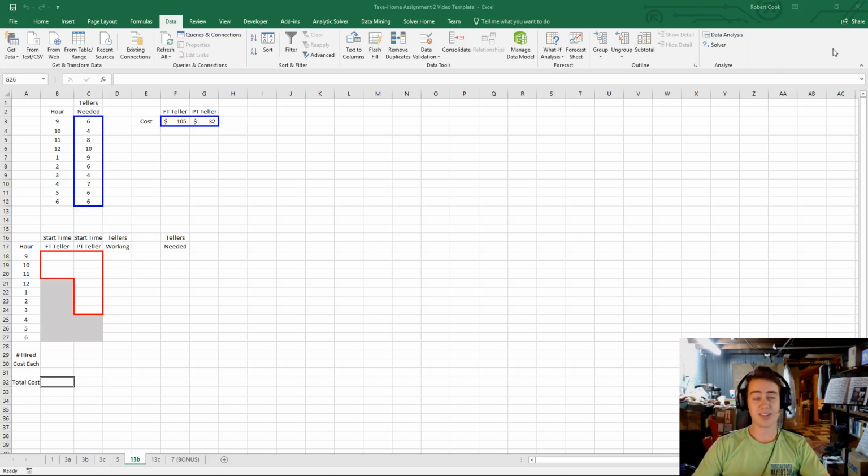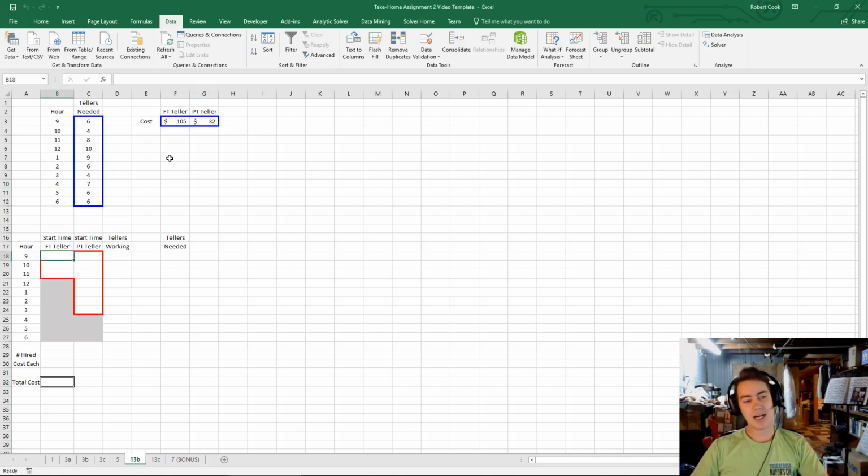Now we're going to work on the last and final problem, 13. Starting with 13b. Reminder, we are not worried about the mathematical model on this problem. It is just too long. It's too much work. Okay, so remember, this is the problem where we are trying to assign tellers for a bank, I think. Doesn't really matter.